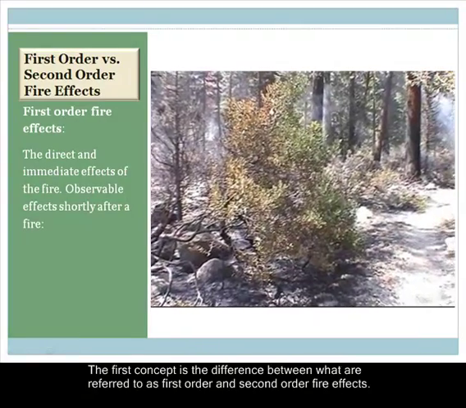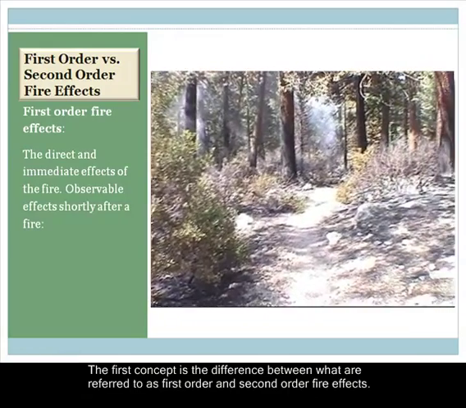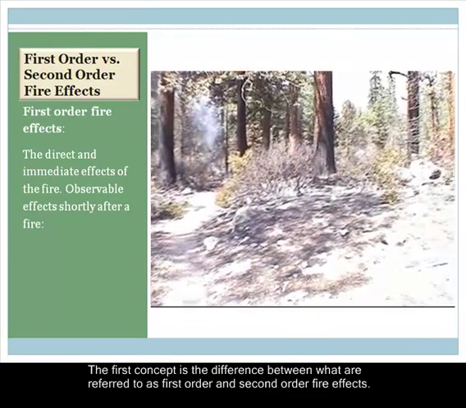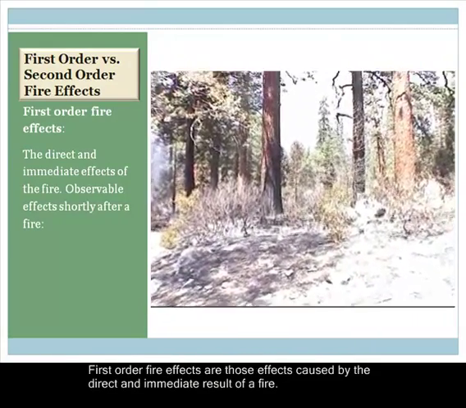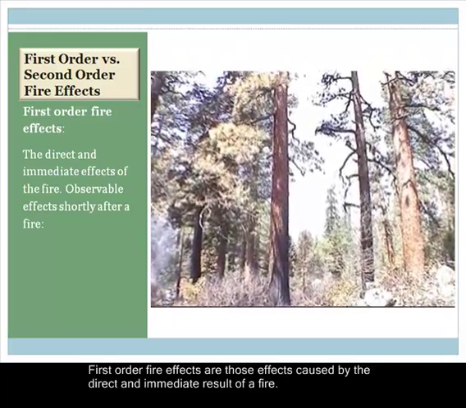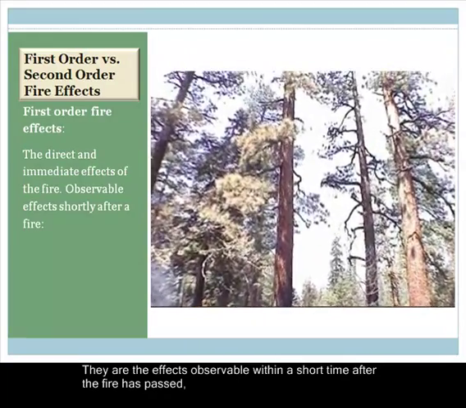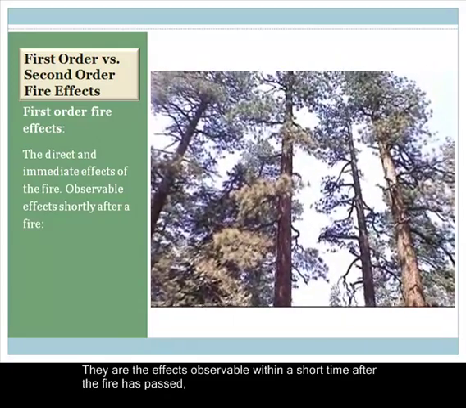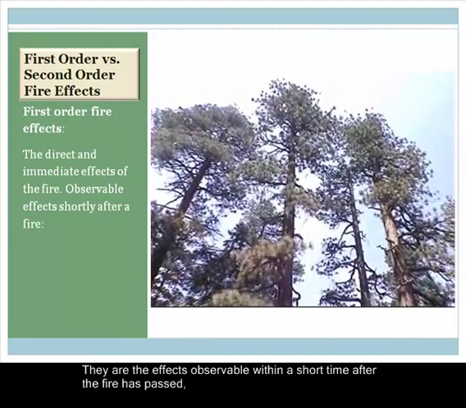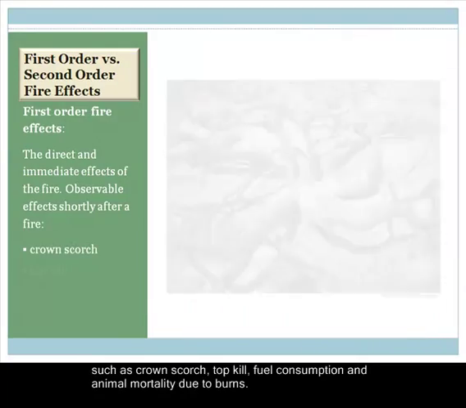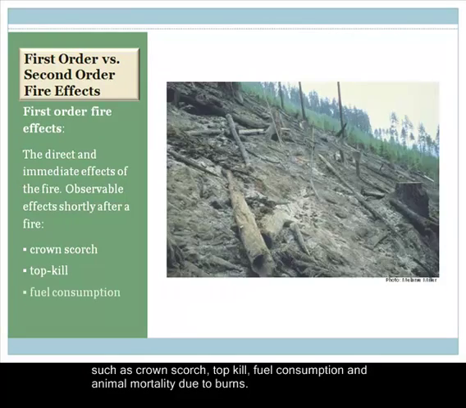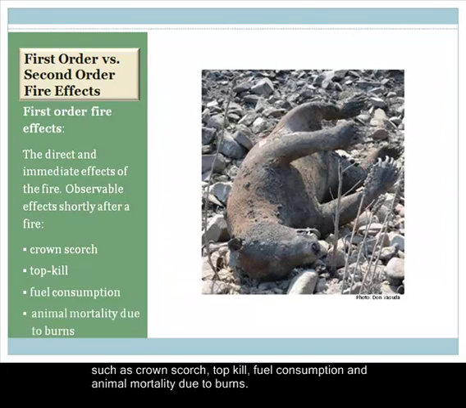The first concept is the difference between what are referred to as first-order and second-order fire effects. First-order fire effects are those effects caused by the direct and immediate result of a fire. They are the effects observable within a short time after the fire has passed, such as crown scorch, top kill, fuel consumption, and animal mortality due to burns.